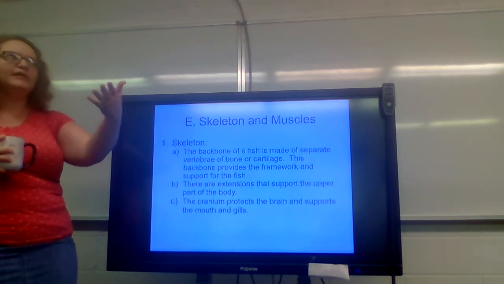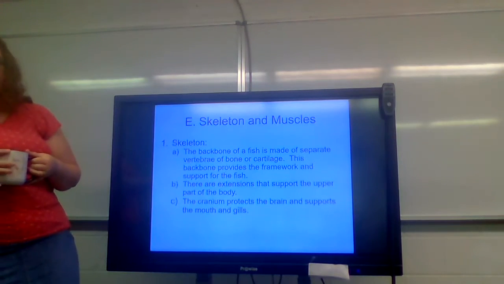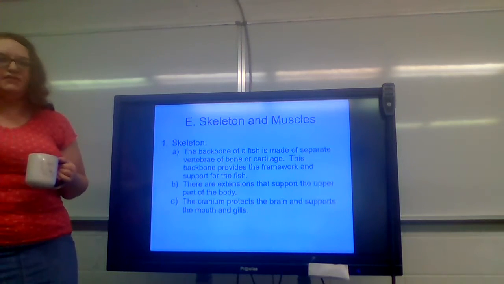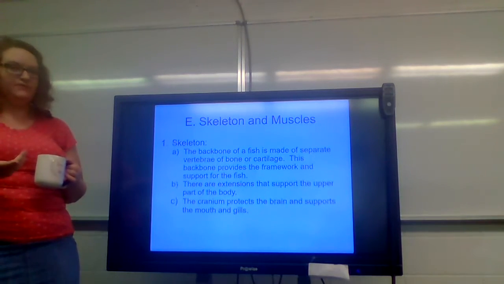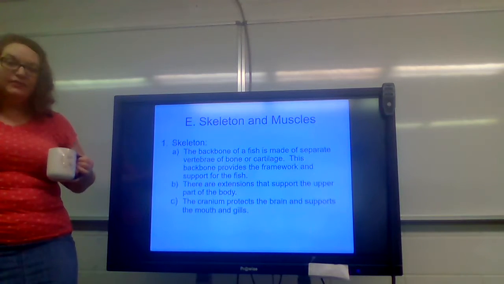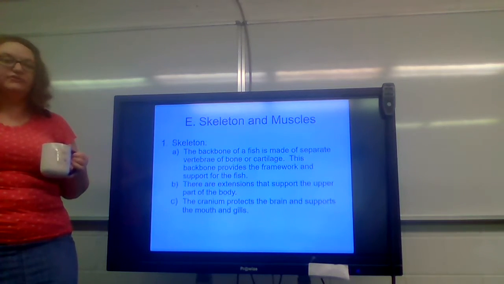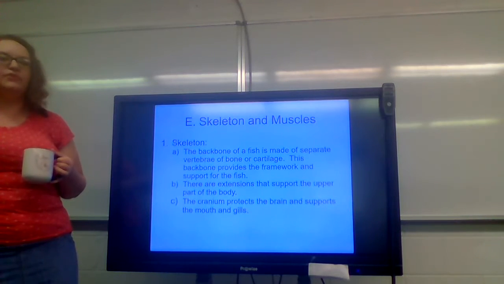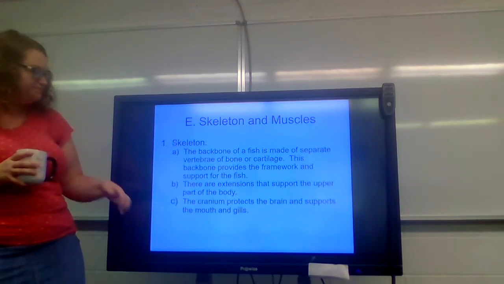Like I said, let's think about your body, okay? Can you stand if your back isn't working right? Think about it. No, you can't stand if your back isn't working right. Your backbone is the support structure for your body, okay? The same thing is true of a fish. The backbone is the support structure for the fish.